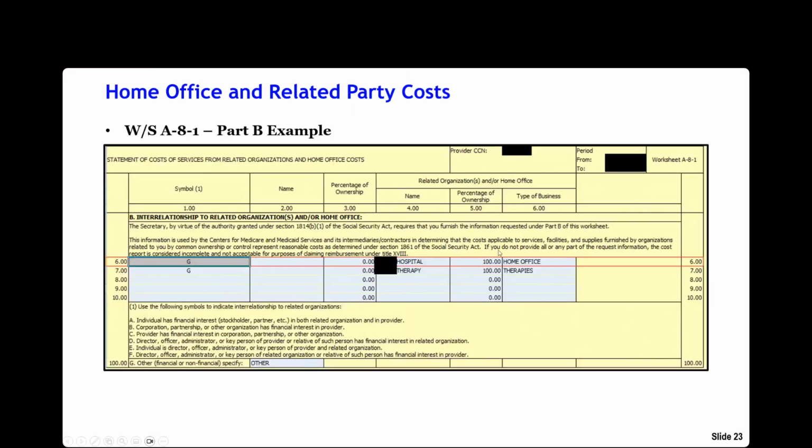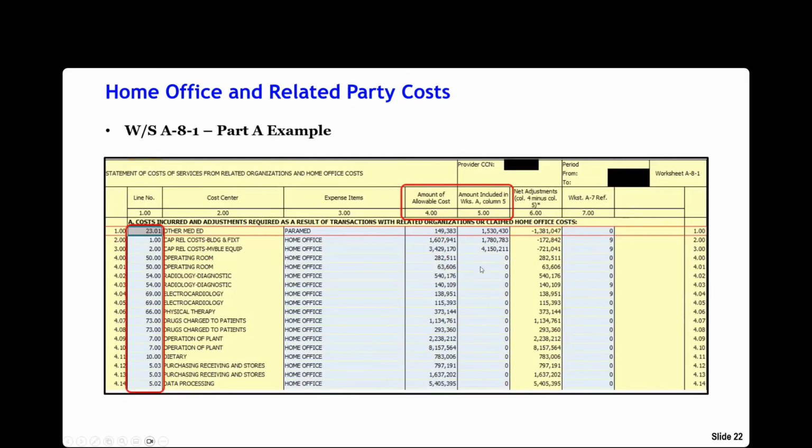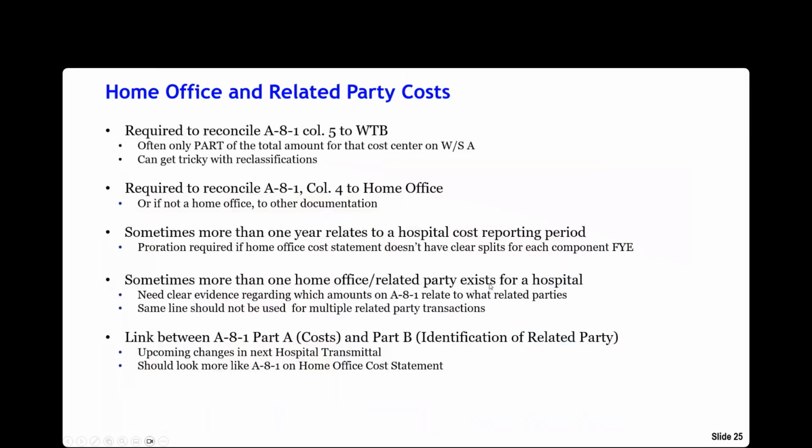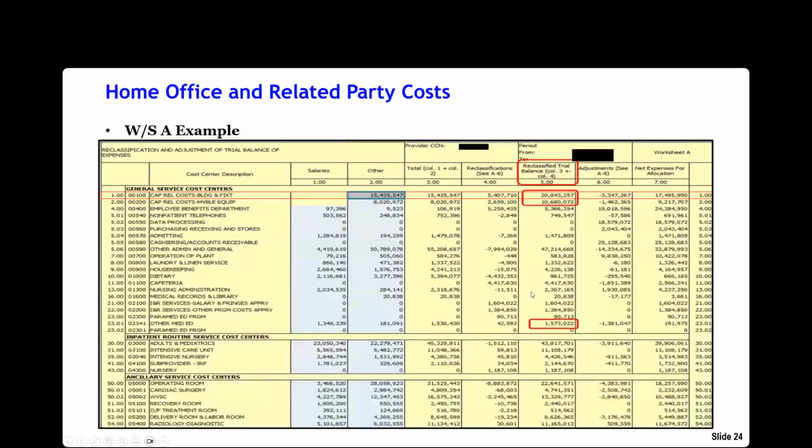This reference is how much has already been reported right here in whichever cost center it relates to. And then the adjustment will flow with any other adjustment into column 6.